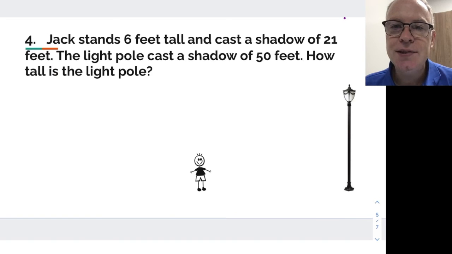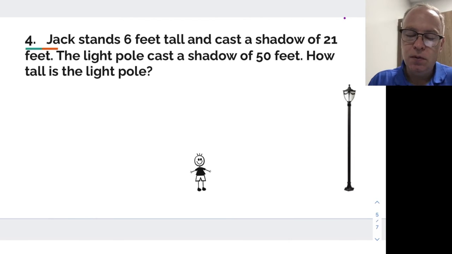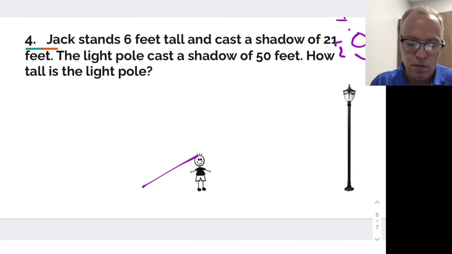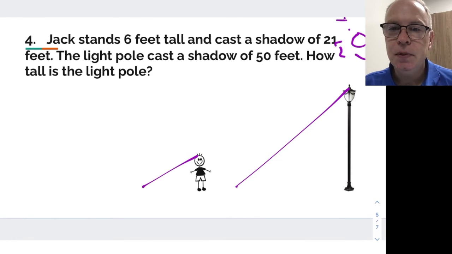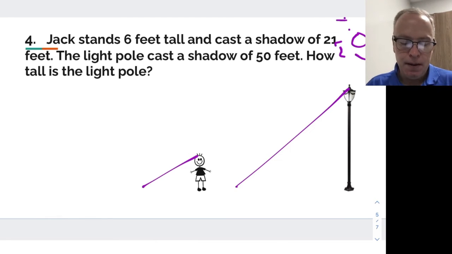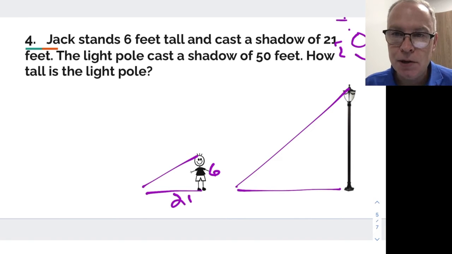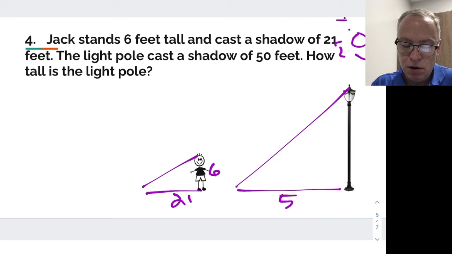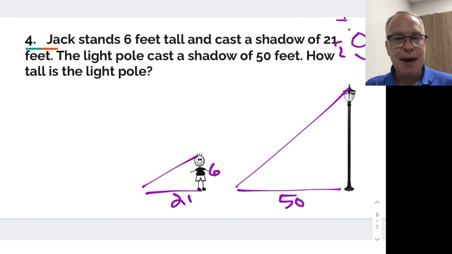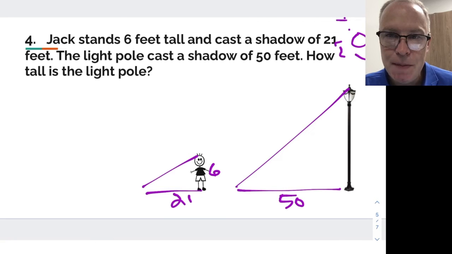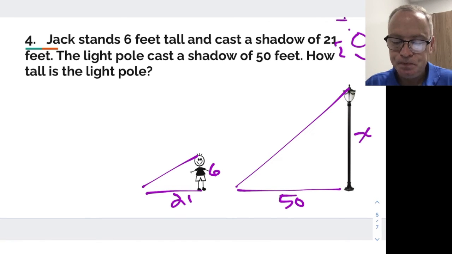Jack stands 6 feet tall and casts a shadow of 21 feet. All right, so not to be confusing here, but we have the sunshine up here, and it's casting a shadow of Jack and the tall thing. In this case, it's a street lamp, okay? Jack is 6 feet tall, and the shadow is 21 feet. And then the lamp's shadow, we can get out some tape measure on the ground, and we could measure the shadow to be 50. Well, you know what? We can use math, no ladder needed. We can use math to solve how tall the street lamp is.